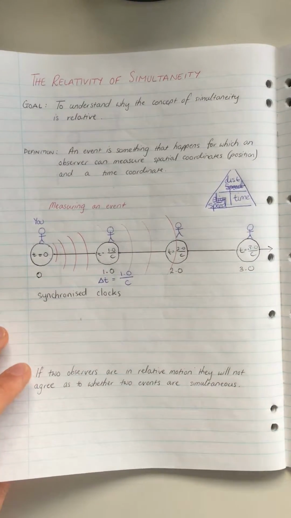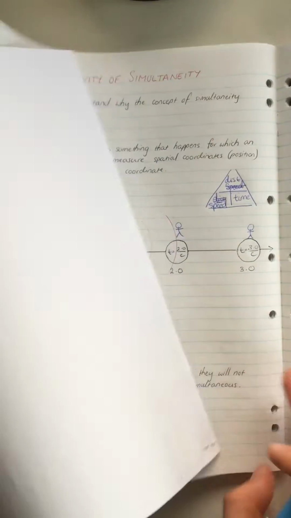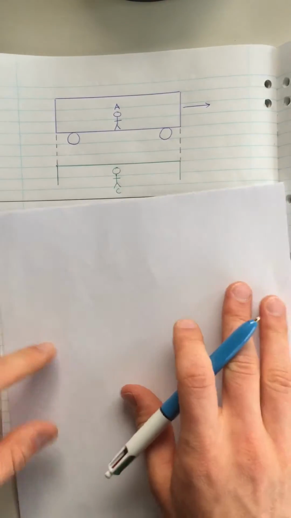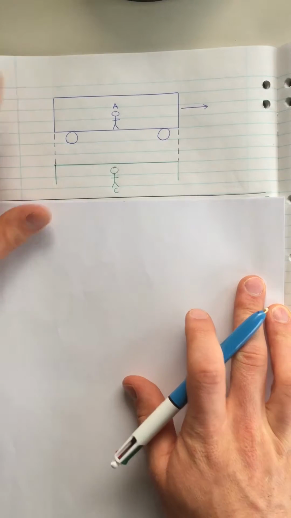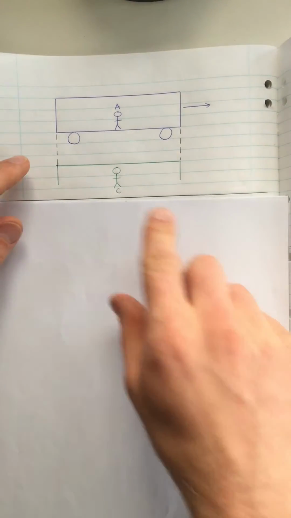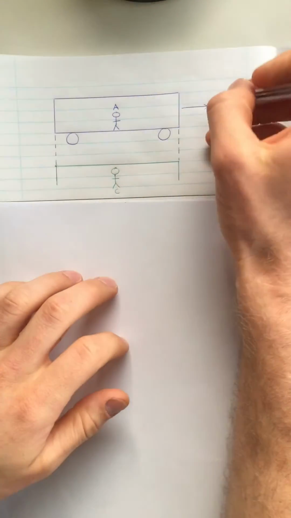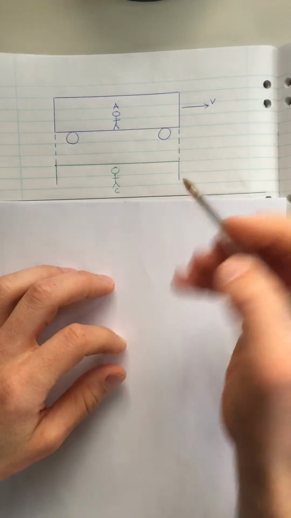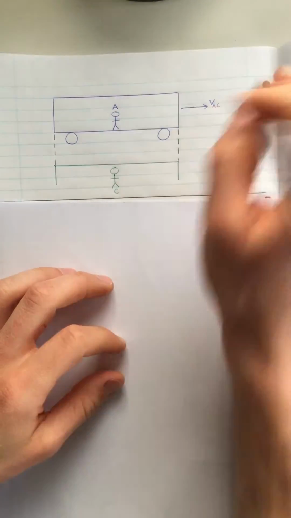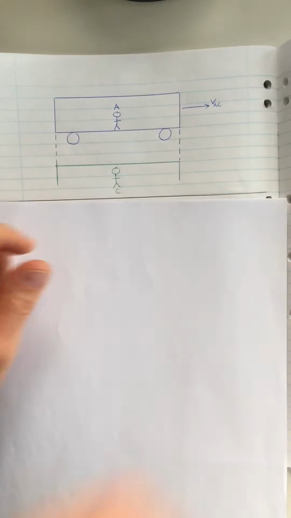So let's look at this. We'll do a bit of a thought experiment here. So here are the conditions of the thought experiment. I want you to imagine, and we've been talking about trains moving along quite a bit before, a train with an observer in the train at position A, and the train's moving to the right with some velocity relative to C. C is the person on the platform.